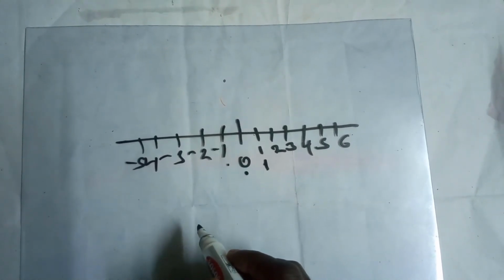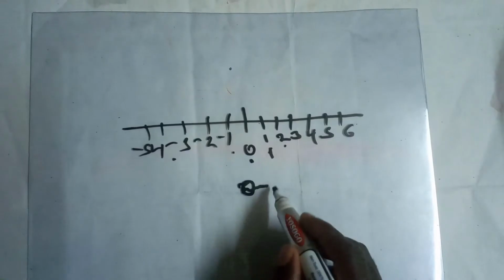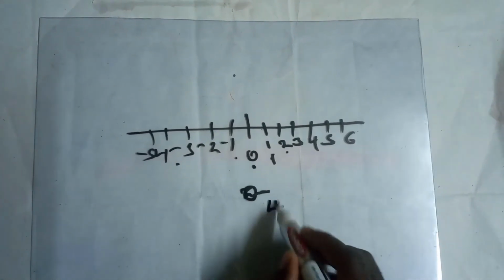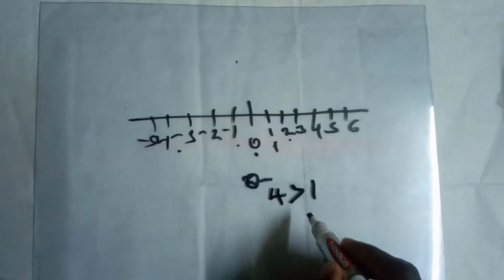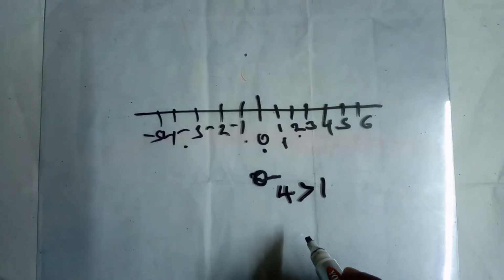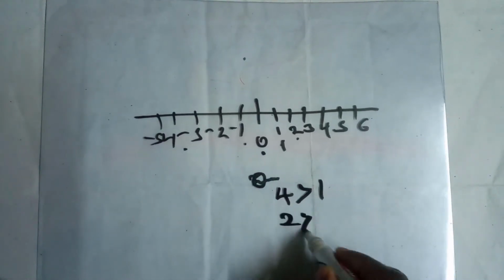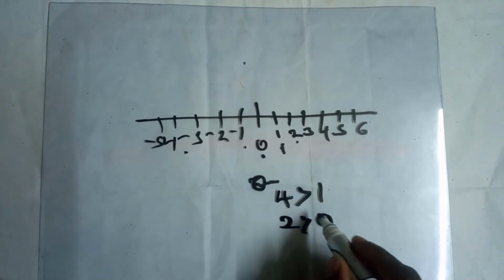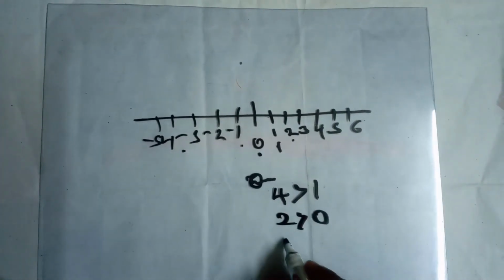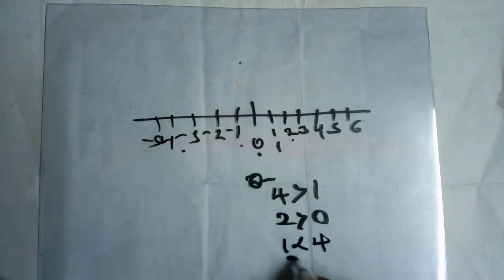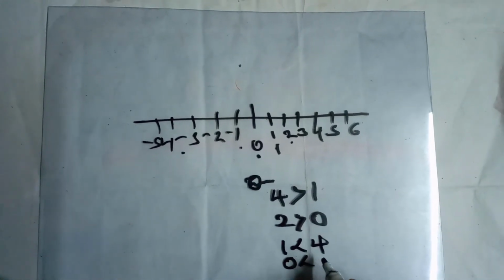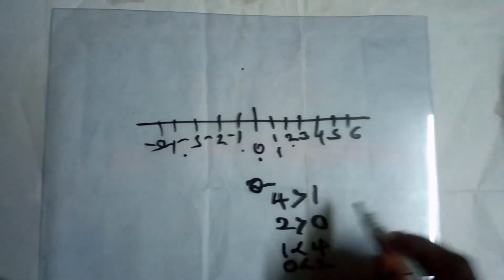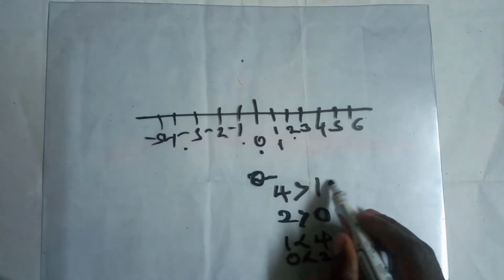But for example, 4 is greater than 1, and 2 is greater than 0 also. It can also be said that 1 is less than 4 and 0 is less than 2. This you can see in these inequalities.